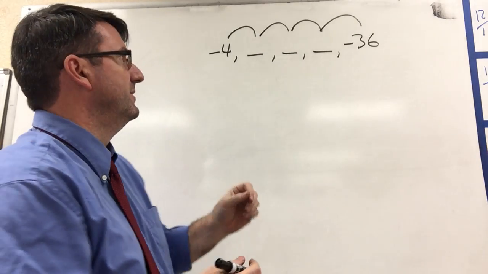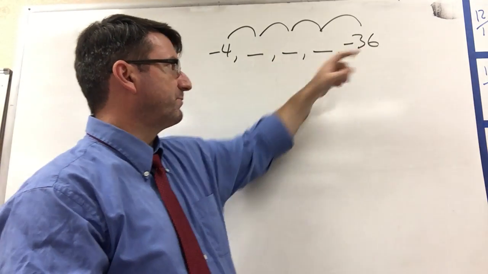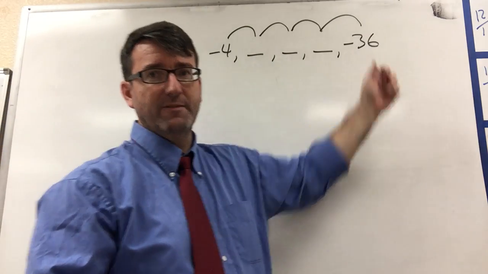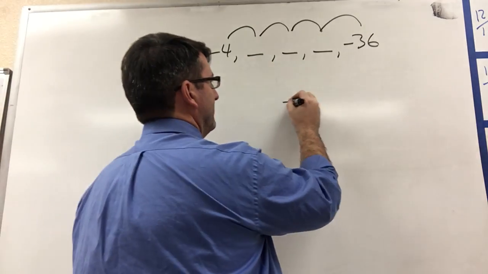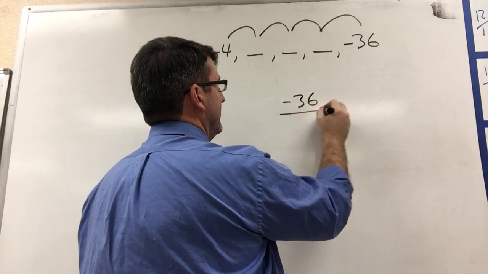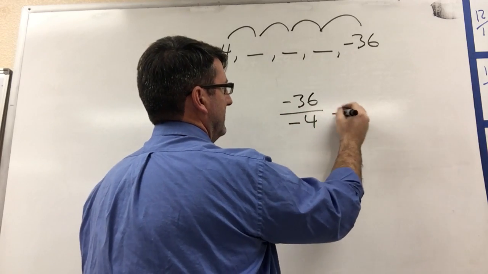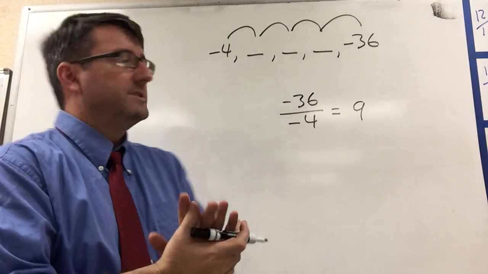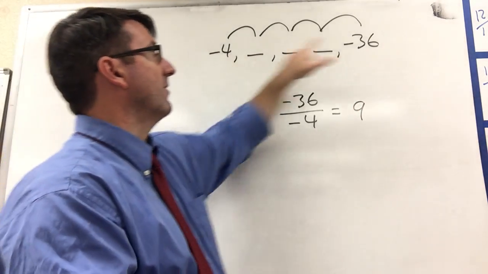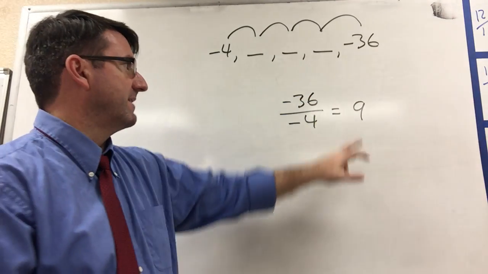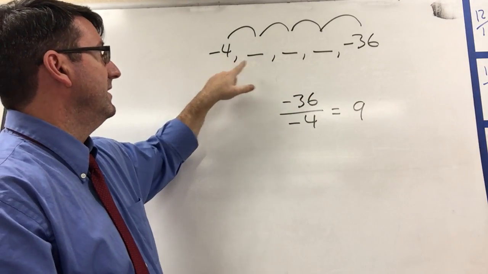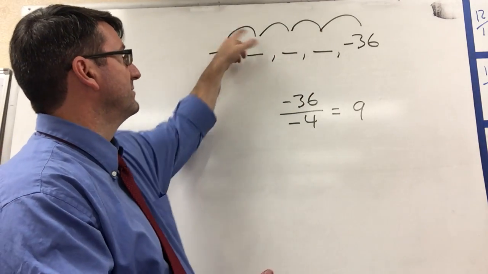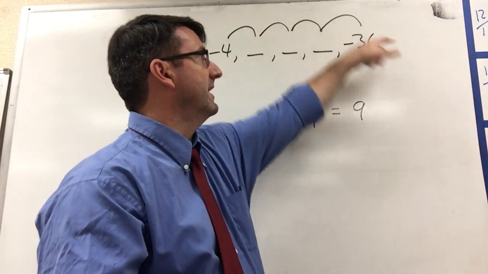So the first thing we need to do is figure out what do we have to multiply -4 by to get -36? So to do that, we get -36 divided by -4. And that's going to be +9. All right. So overall, we've multiplied by a factor of 9. But we've got to get there in 4 steps. So we're going to multiply by something, and then multiply again, and then again, and again.